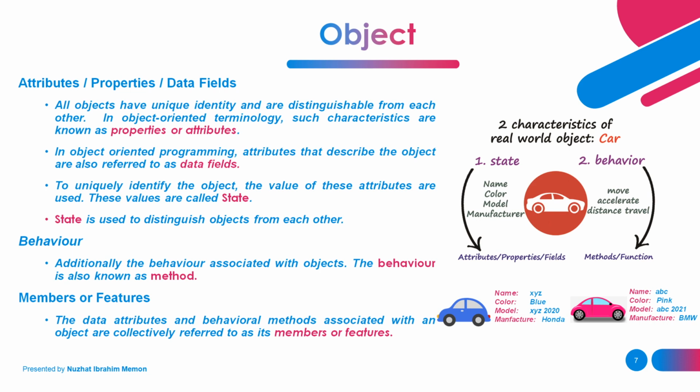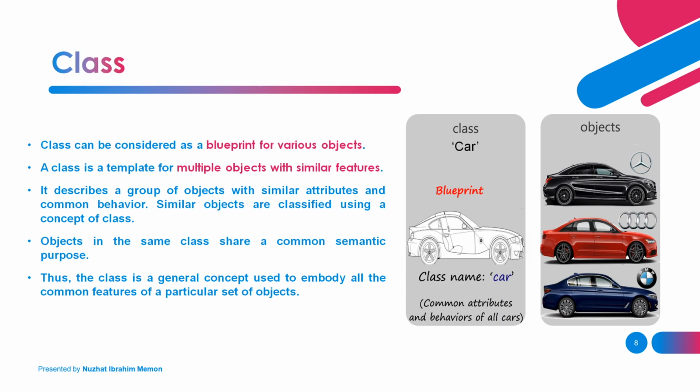The data attribute and the behavioral method associated with an object are collectively referred to as member or feature. If I combine the attributes and methods of an object together, that is known as member or feature. Let's understand the concept of class with the car example. To create many car objects, we need some template or blueprint, and using such a template or blueprint, one can create or design multiple cars with similar features.